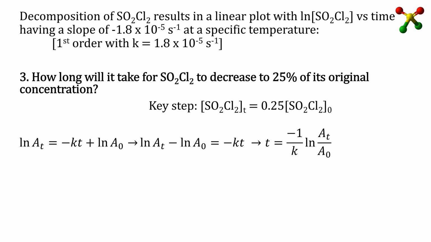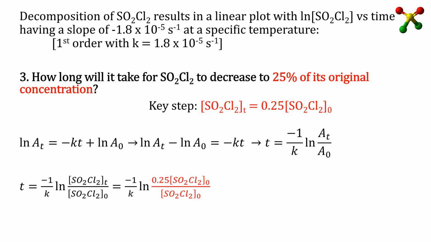We need to rearrange this equation to solve for t. To do that, we'll first put both natural log terms on the same side, and then we'll recognize that t is equal to negative 1 over k times the natural log of our reactant concentration at time t divided by our initial reactant concentration. That means for this problem, t is equal to negative 1 over k times the natural log of SO₂Cl₂ at time t divided by the concentration of SO₂Cl₂ initially.